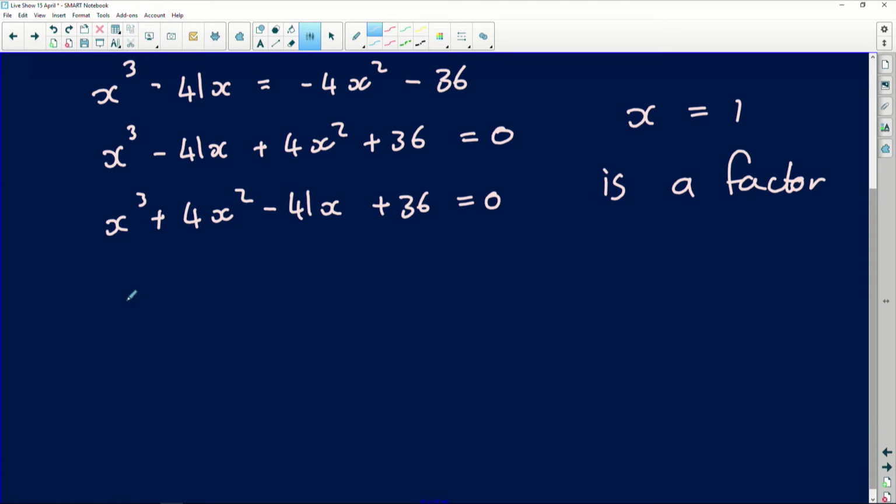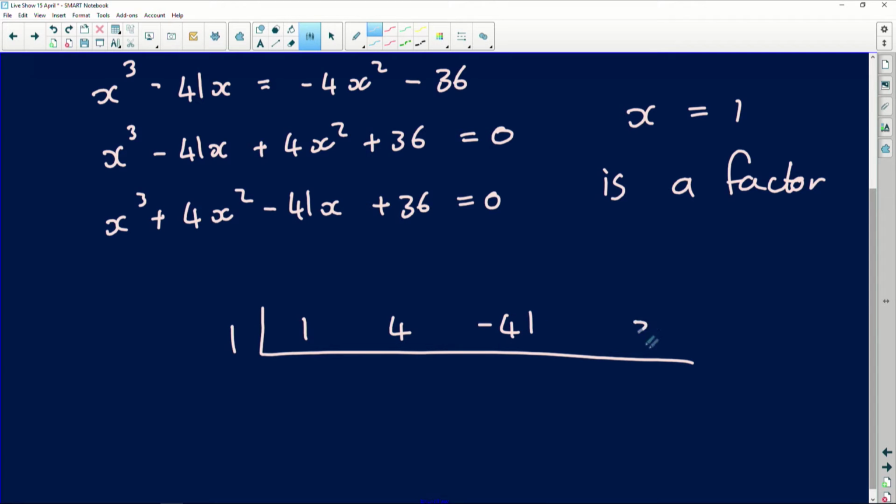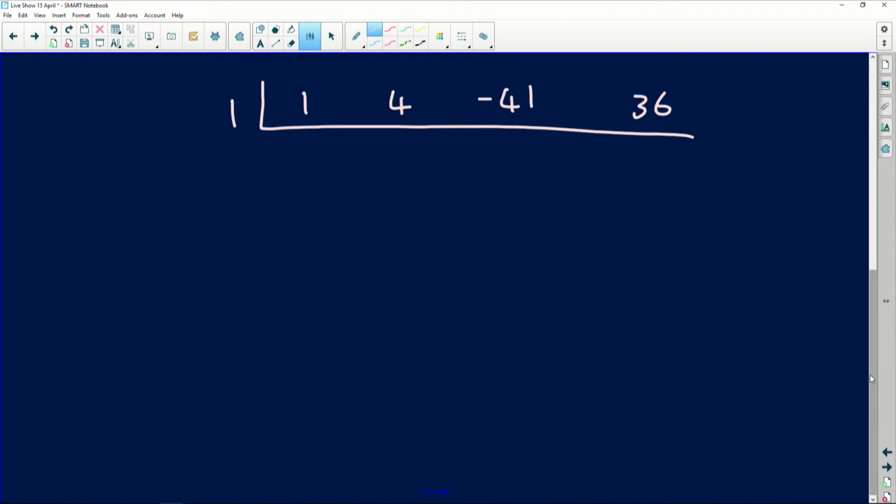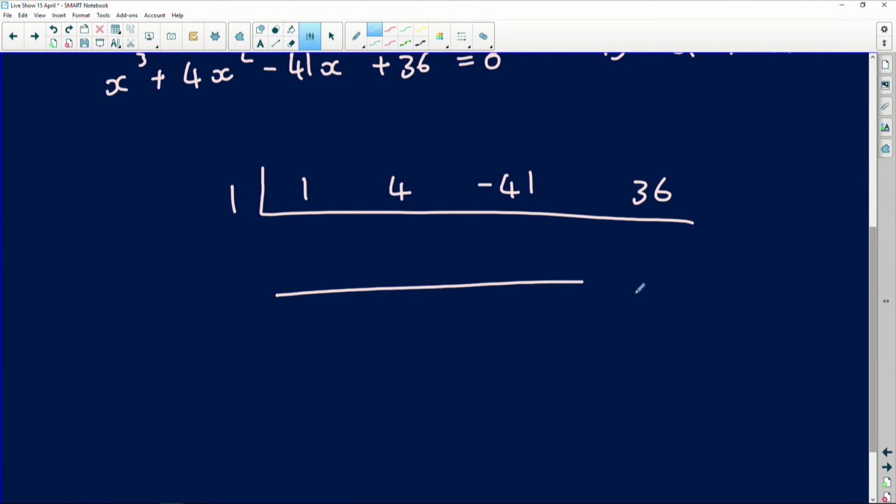Synthetic division is a lot simpler than long division. So we're going to have a look at what that is going to be. So remember, for synthetic division, we're going to have 1. We're going to use all our coefficients. We're going to write them down. We're going to have 1, 4, negative 41 and 36. We're going to bring down our first coefficient, which is going to be 1. And guys, 1 times 1 is 1. Look how smart I am.